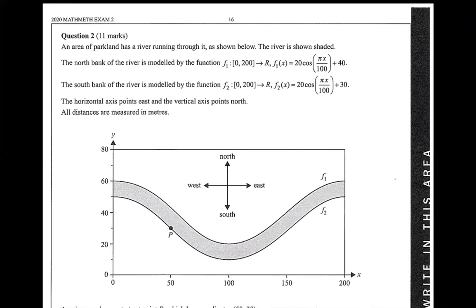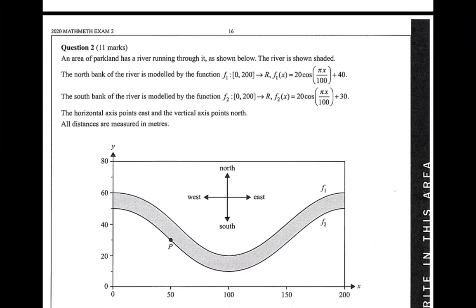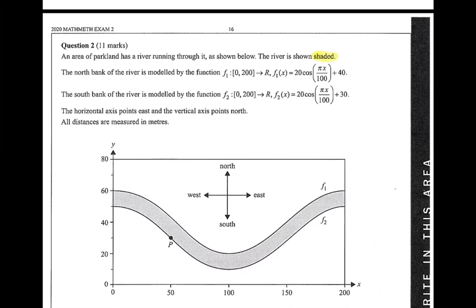An area of parkland has a river running through it, as shown below. The river is shown shaded. Okay, shaded region. The north bank of the river is modeled by the function f1 from 0 to 200. f1 of x is 20 cosine pi x over 100 plus 40. The south bank of the river is given by f2 of x. All distances are measured in meters.